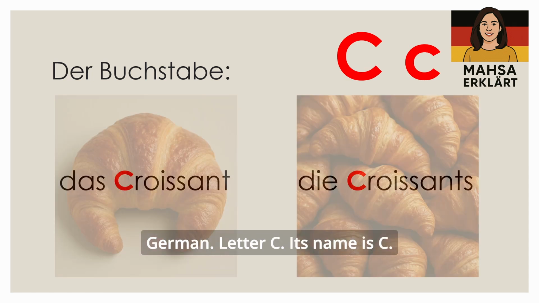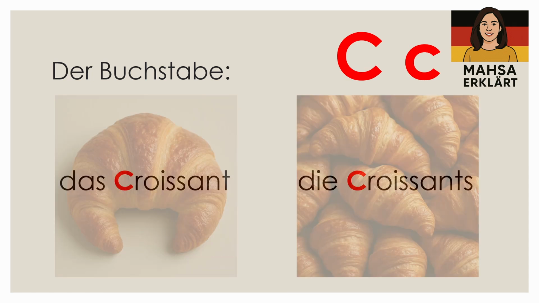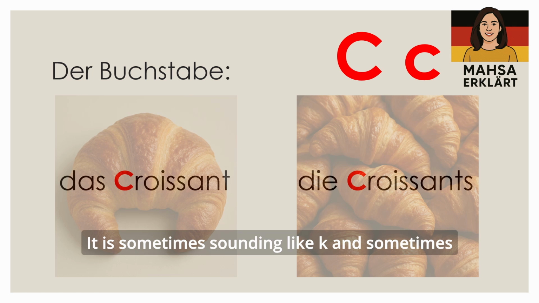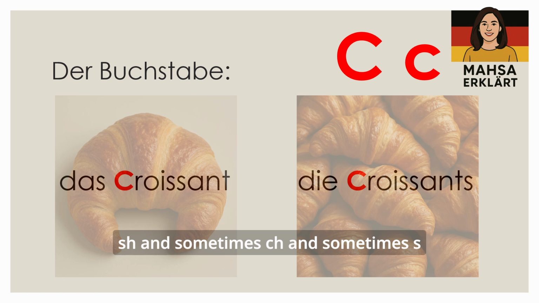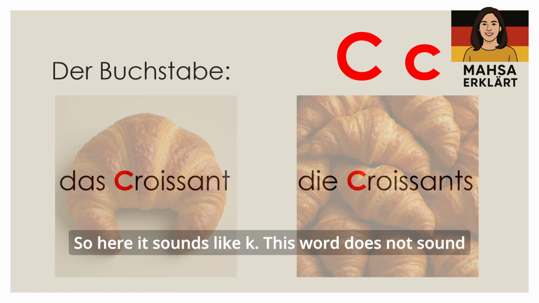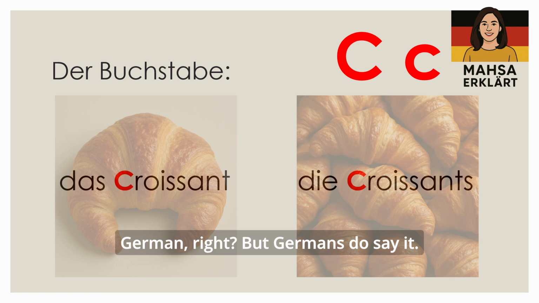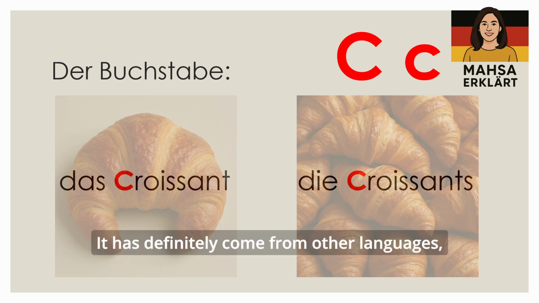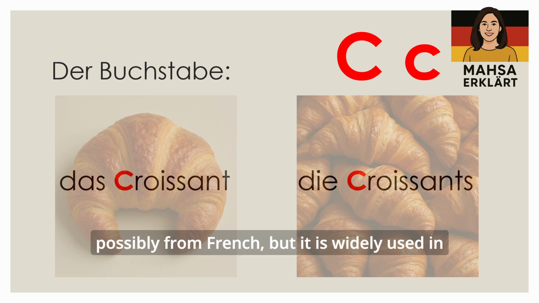Letter C. Its name is C. It is sometimes sounding like K, and sometimes Sh, and sometimes Ch, and sometimes S in German. Here we have the example das Croissant, and the plural form is die Croissants. So here it sounds like K. This word does not sound German, right? But Germans do say it. It has definitely come from other languages, possibly from French, but it is widely used in German too.